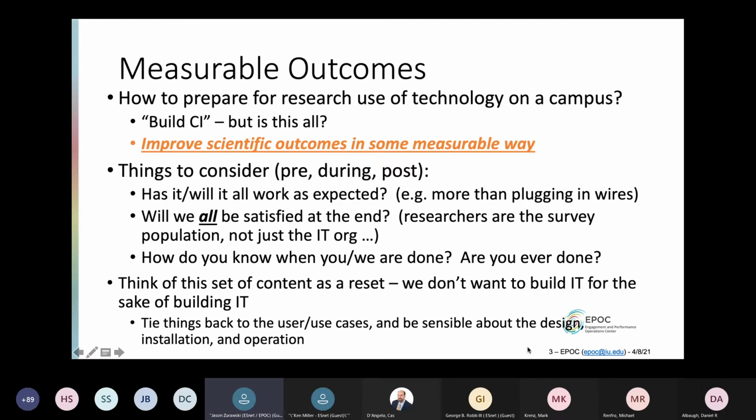So first and foremost, I like to start with the expectations. What are you trying to do here? How do you prepare for research use of technology on your campus? If your answer is, well, I'm here just to build the network, that's not correct. We want to improve scientific outcomes, and we certainly need to do so in a measurable way. There are many things you need to consider as you go about doing that. And I don't want to overwhelm anybody, but we have to make sure that we can see what we're putting into this and measure the outcomes and tie them back to real scientific results. Has it, and will it, all work as expected?